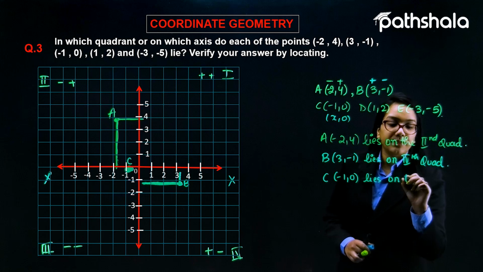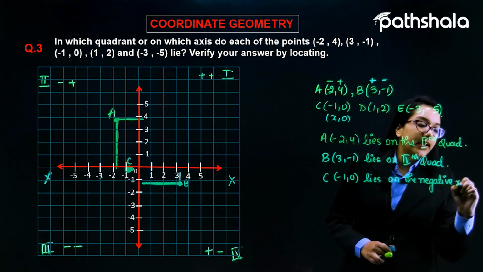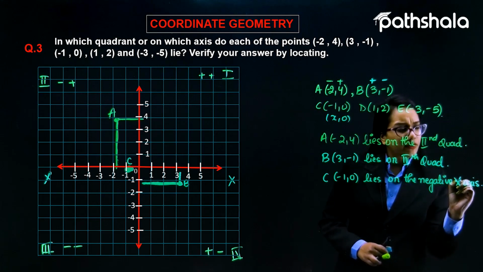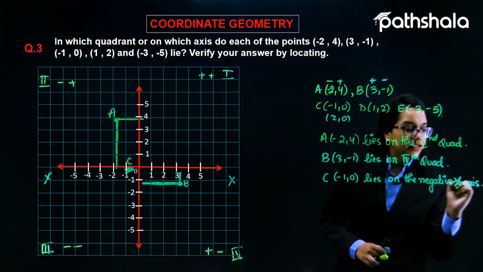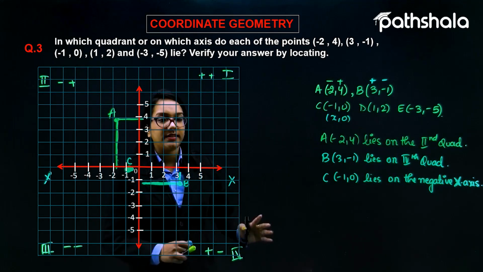lies on the negative x-axis. It lies on the negative x-axis. We can write it as capital X as well, or as small x as well. So it is lying on the negative of the x-axis.